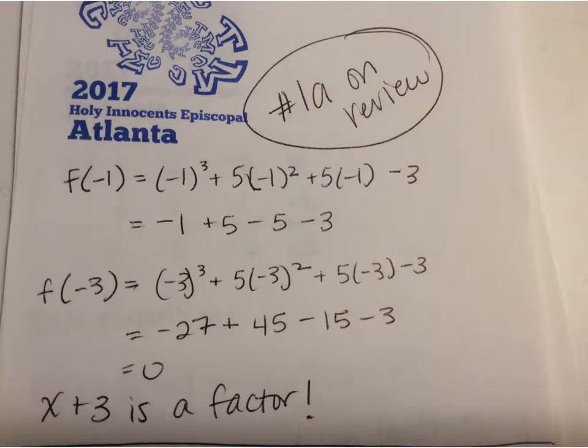All right, so I'm looking at number 1A on the review, and it was the problem f of x equals x cubed plus 5x squared plus 5x minus 3, and I wanted you to completely factor it. In order to figure out what the factors were, I looked at the constant term, which was -3. So I knew the factors I should try are plus or minus 1 and plus or minus 3. And I could use the remainder theorem to see if any of those were factors.